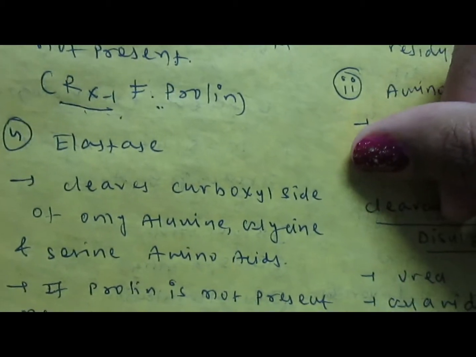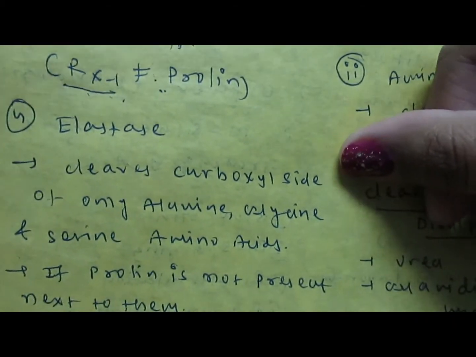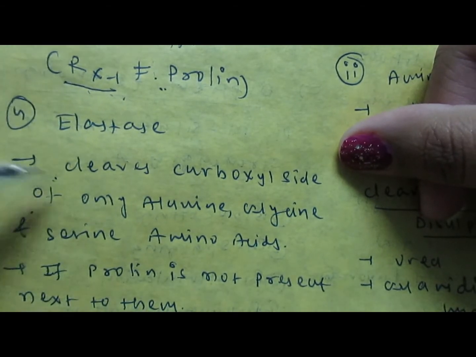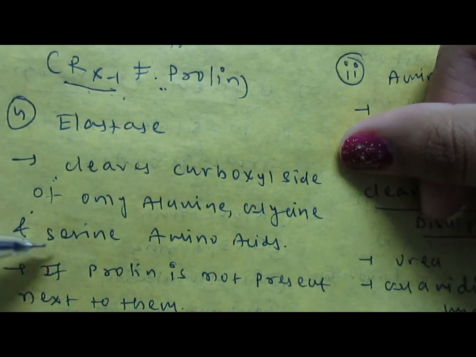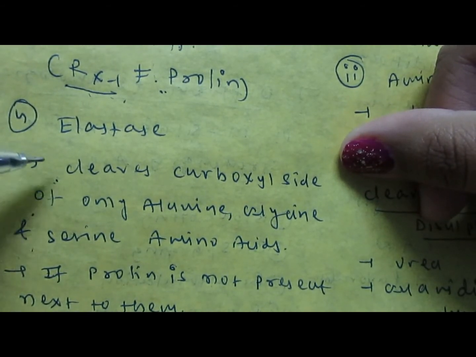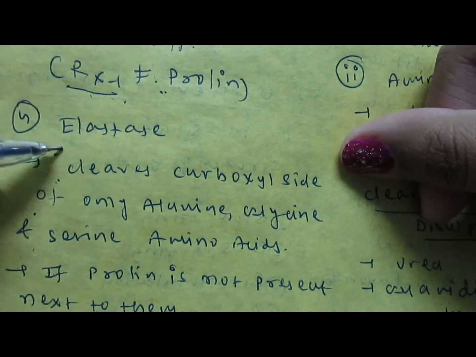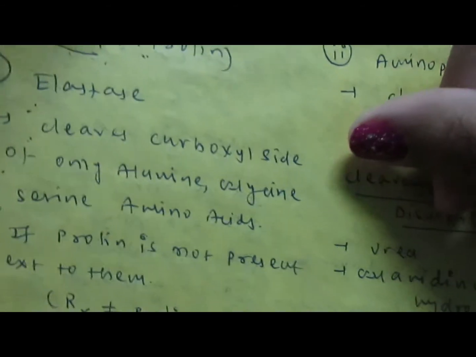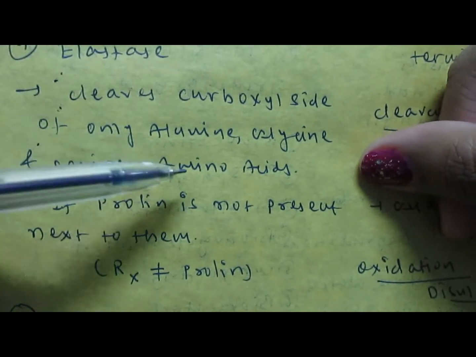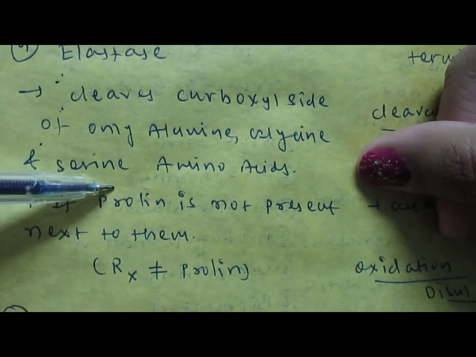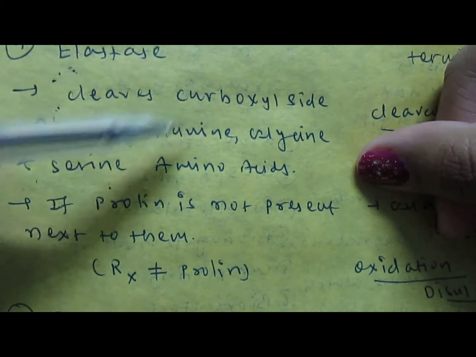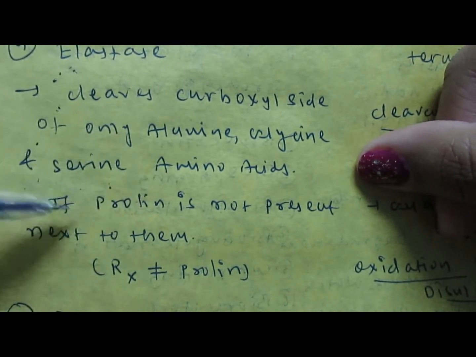The fourth one is elastase. It's an endopeptidase that cleaves the carboxyl side of alanine, glycine as well as serine amino acids. But again the condition is that if a proline is next, then elastase will not work. So Rx should not be proline. Only then, if alanine, glycine and serine amino acids are present, will elastase come and cleave the carboxyl side of these amino acids. Okay.